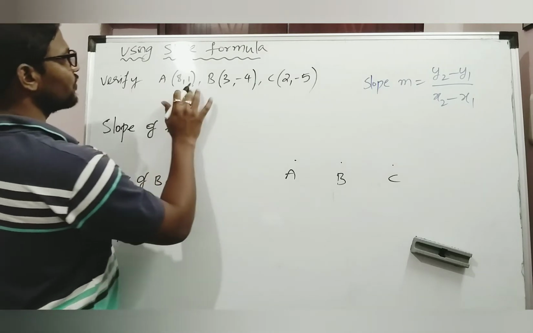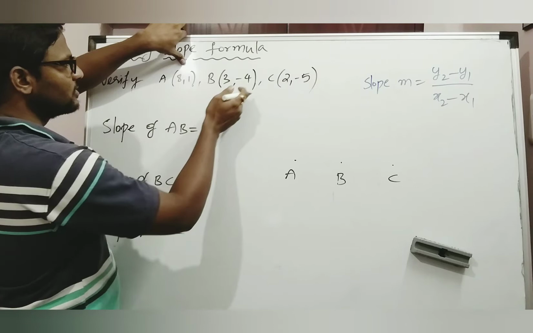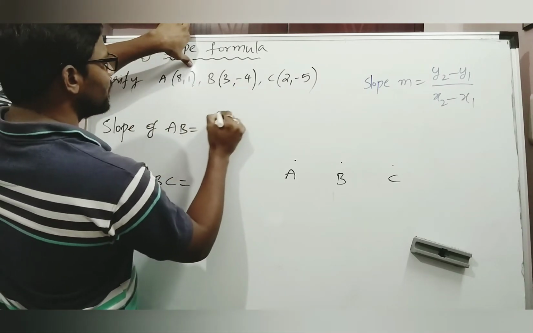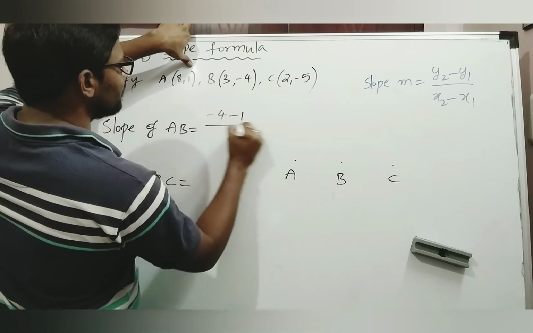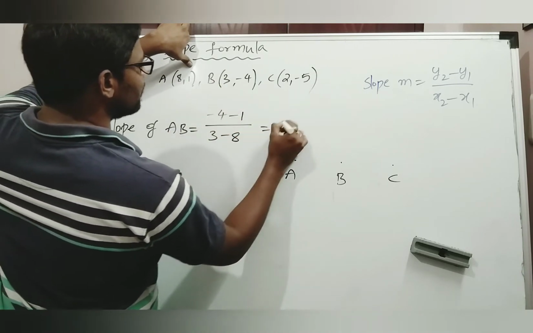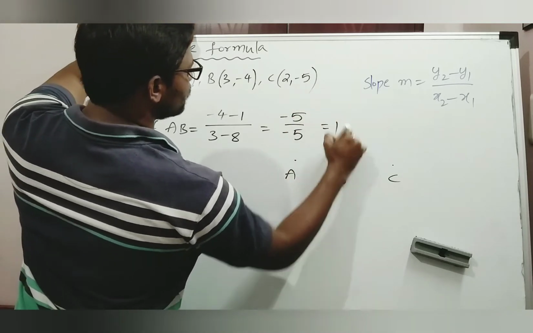First, find the slope of AB. Slope formula: y2 minus y1 by x2 minus x1, the difference of second coordinates by the difference of first coordinates. Minus 4 minus 1 by 3 minus 8. Minus 5 by minus 5 equals 1.